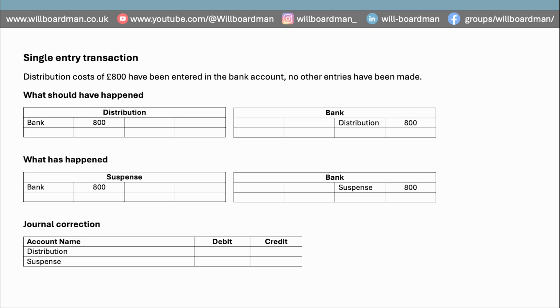Now what the system would have done therefore is open up a suspense account to ensure that the accounts balance off. So to correct this, all we need to do is reduce the suspense account back down to nil and enter in the distribution as it should have been in the first place. So in order to do that, debit distribution, which was what should have happened in the first place, and credit the suspense account, which would reduce the balance to nil. So remember, whenever you are correcting a single entry transaction, it will involve the suspense account.